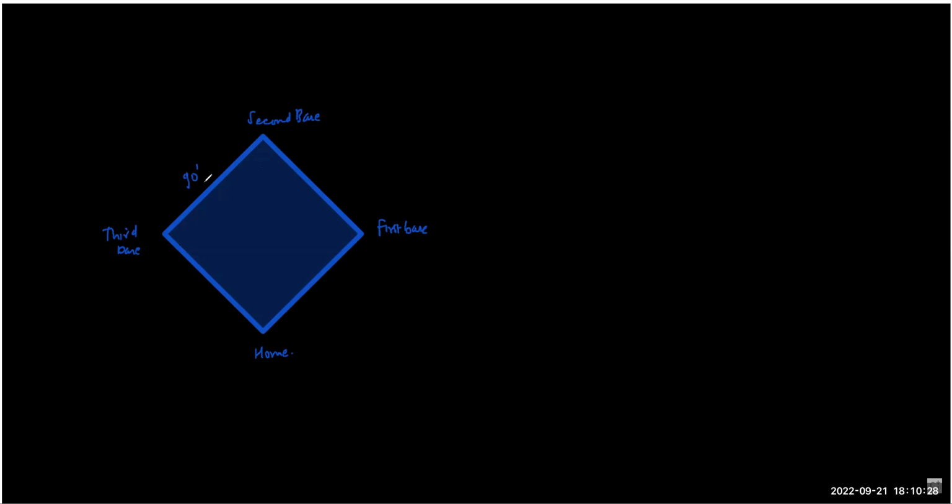A player runs from the first base to second base at a rate of 16 feet per second. At what rate is the player's distance from the third base decreasing when the player is at 30 feet from the first base? Okay. Third base, okay. That's what I think.